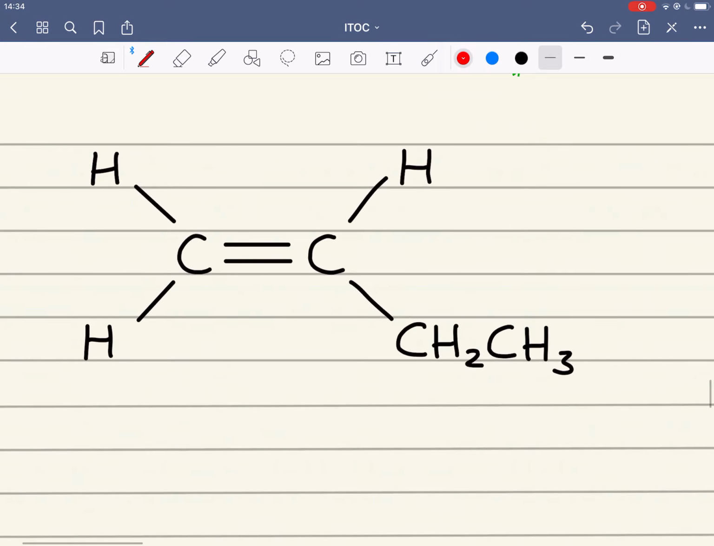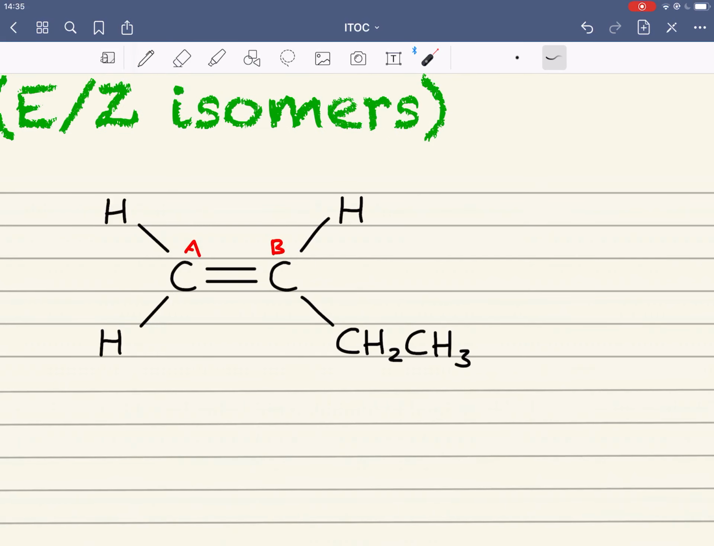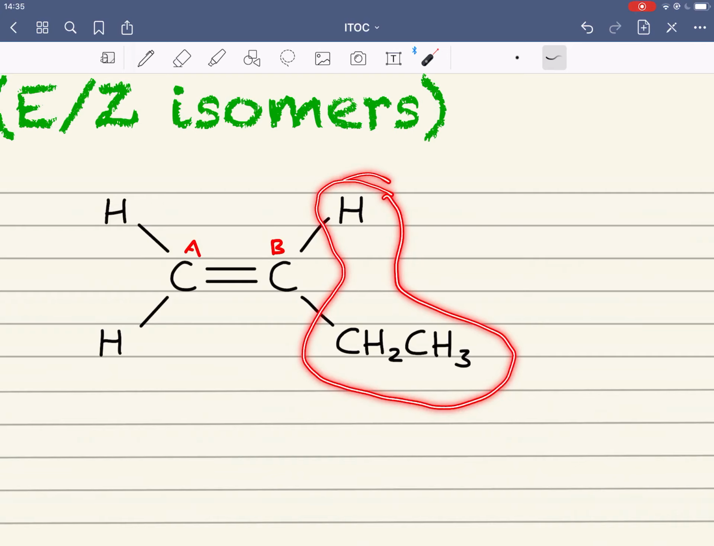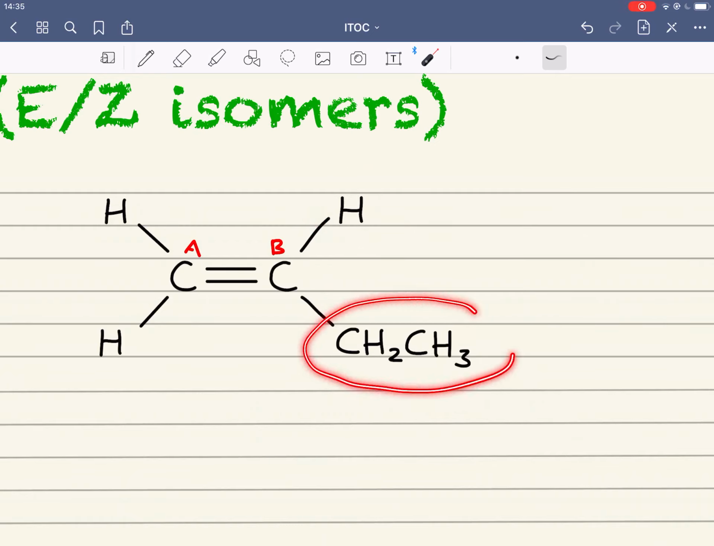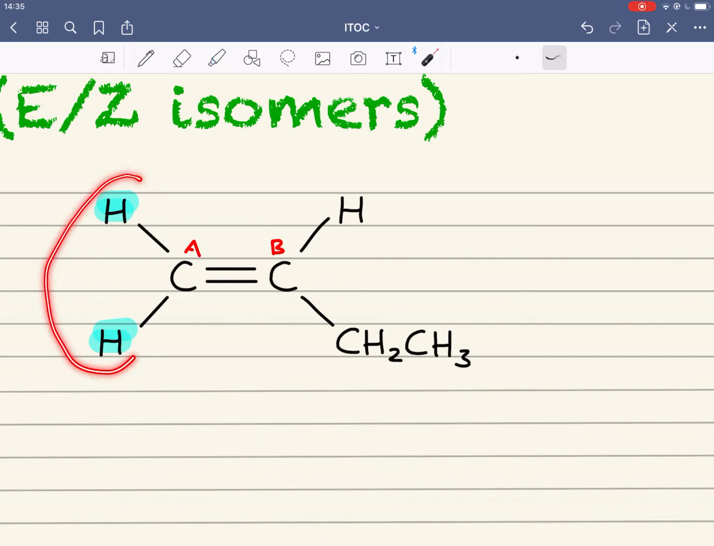I'm going to label this carbon A and this carbon B. Now in order for geometrical or EZ isomerism to occur, the carbons A and B must have different groups attached. Now carbon B is fine because we've got different groups attached. We've got a hydrogen here and a CH2CH3 here. But carbon A has got the same group attached. So if you have the same group attached to either of the carbons in the carbon-carbon double bond, you cannot exhibit EZ isomerism. So but-1-ene cannot exhibit EZ isomerism because carbon A has the same group attached.